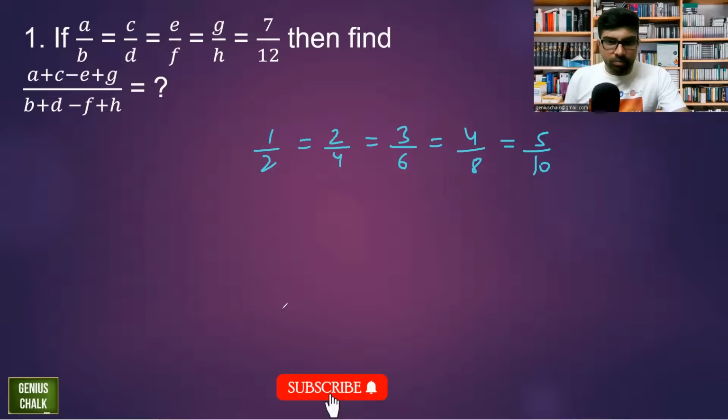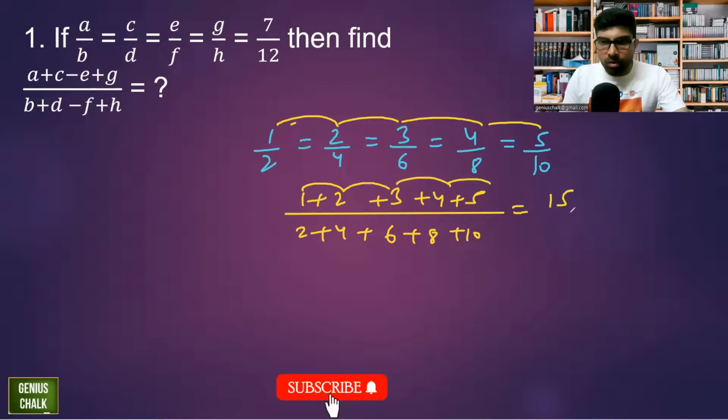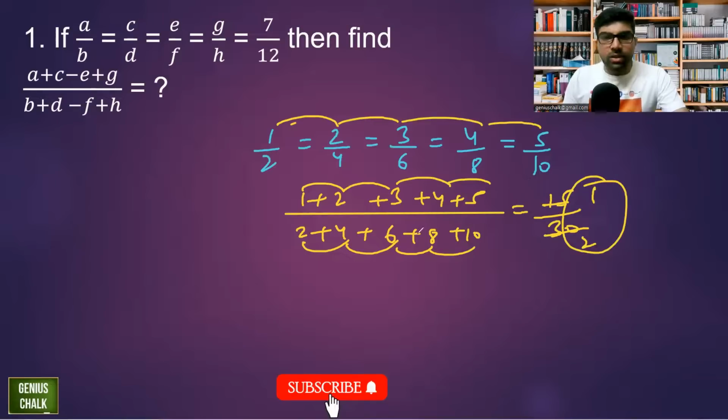So if I add all these, 1 plus 2 plus 3 plus 4 plus 5, and afterwards I write it here, it will be 2 plus 4 plus 6 plus 8 plus 10. What is the sum? 3, 6, 10, 15. This is 6, 12, 20, 30. So what we are getting is the ratio is again 1 by 2.